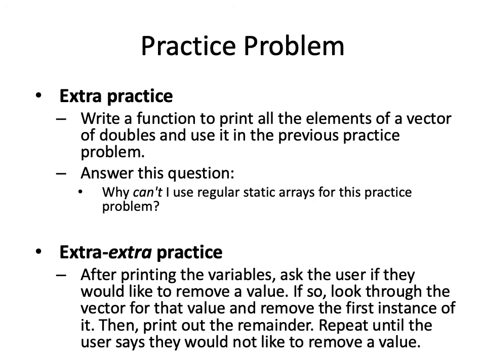And then if you want some extra practice with vectors, after you print the variables, ask the user if they would like to remove a value. If they do, like maybe if they could type in y or n, the character y or n. If they type in y, then look through the vector for that value and remove the first instance of it. Then print out the rest of the vector. And if you want some extra practice, keep repeating that until the user says, no, I wouldn't like to remove any more elements from the vector. To do this, you're going to have to use that to look and see a little bit more of the features of the vector website, like how to remove an element. But that's your challenge, and it's a good one, and I would encourage you all to do it.